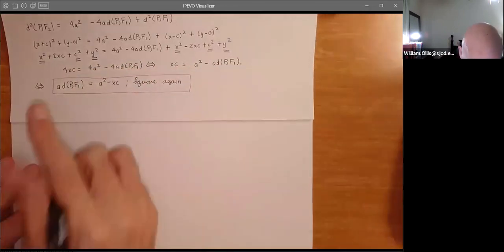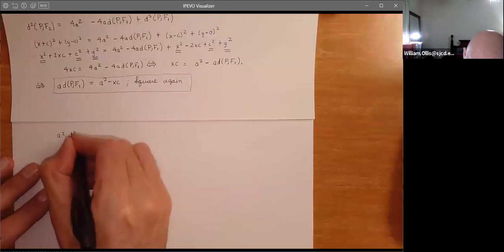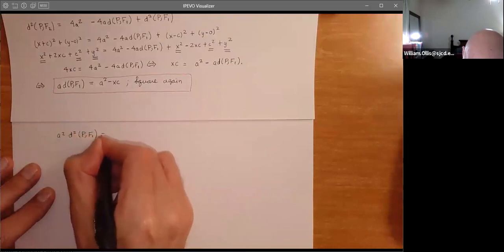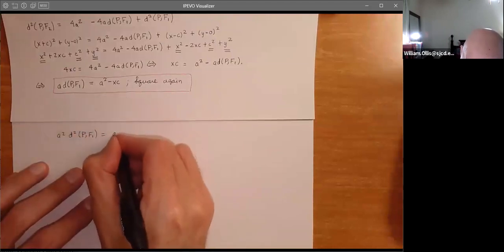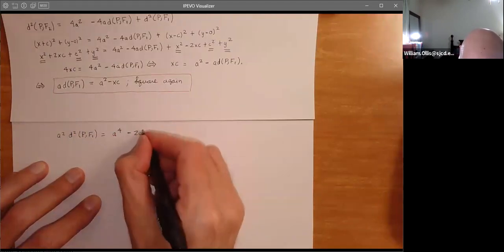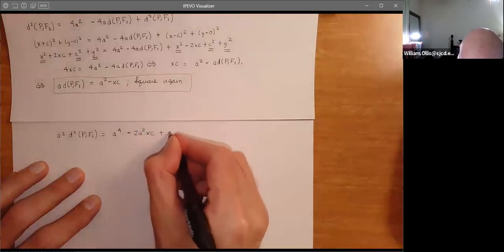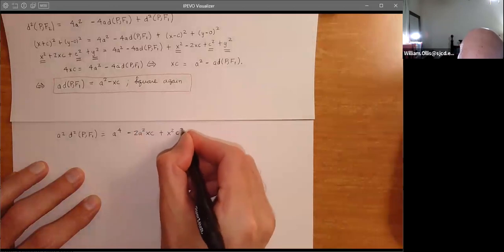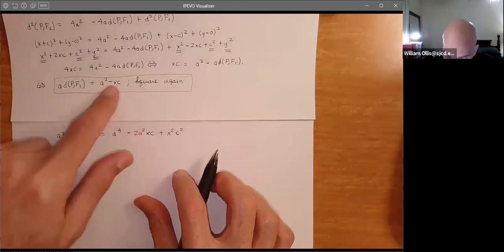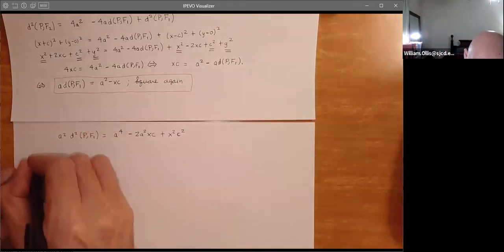So this will give us a squared distance squared PF1. Now square this, so this will give us a to the 4th minus 2a squared xc plus x squared c squared, just squaring the binomial. Square, multiply, hit it with a 2, square. Now let's fill this in. So we've got what? A squared.